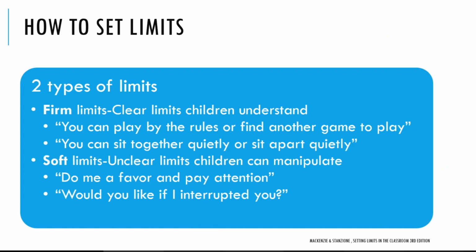So, how to set limits. There are two types of limits. You have those firm limits and those soft limits. Firm limits point out that there is a choice and an option that is better for the child. There are clear limits where the child can understand. Example on the page, it says you can play by the rules or find another game to play. You can sit together quietly or sit apart quietly. Those are choices. Those are firm, it's an either or.